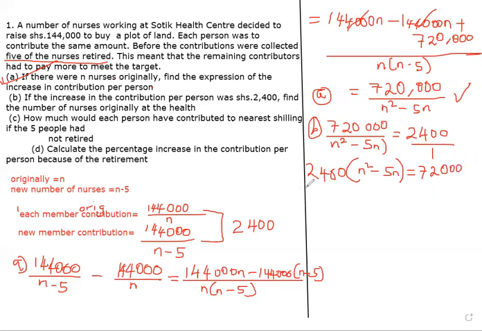I like working with small numbers, so I divide here by 2400. Here also I divide by 2400. Here it cancels. And 720 divided by 24.